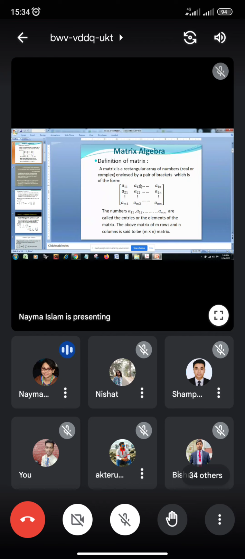And A11, A12, A1M, what does it mean? A11 means the first row, first column. It indicates the position of this element. A11 means the position of this element is in the first row and in the first column. A12 means the position of this element is first row, second column. Similarly, A22 is second row, second column.